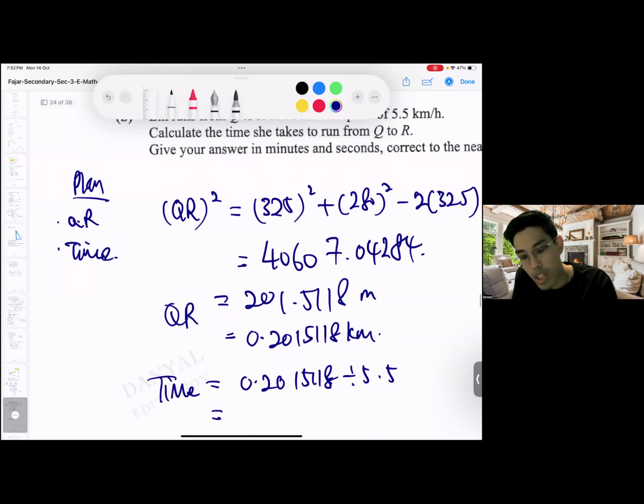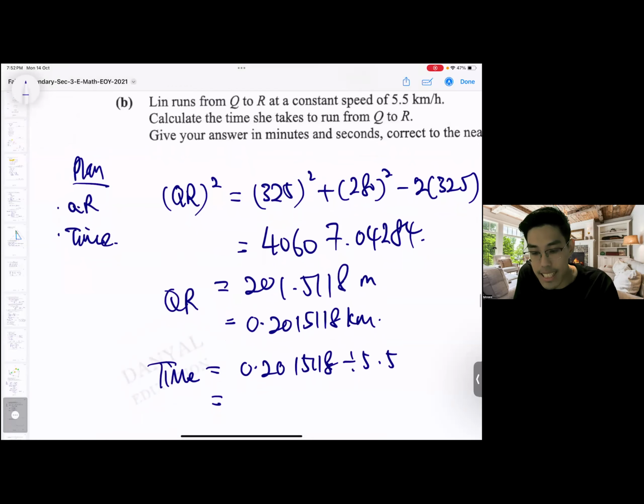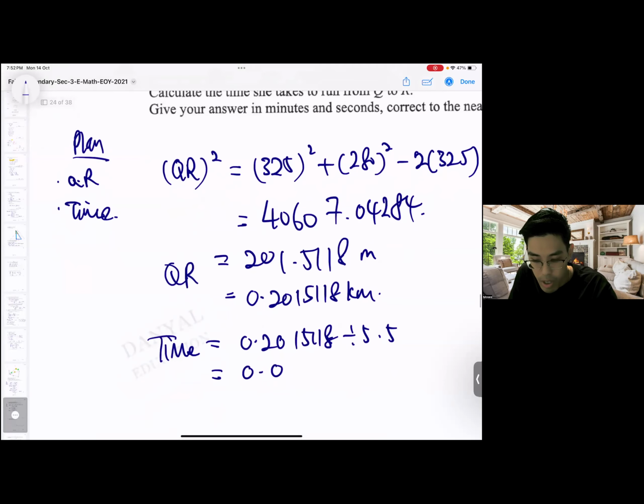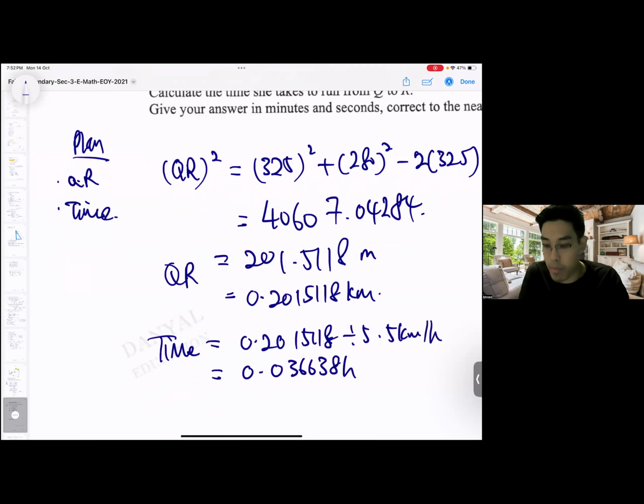And that is correcting your answer to the nearest minutes and seconds. So I take this number, I divide by 1000 first to convert to kilometer, then I divide by 5.5. I'll get 0.0366638. But take note, this is in hours because the units here is kilometer per hour. Now the idea is this. How do I change this to hours, minutes, and seconds?